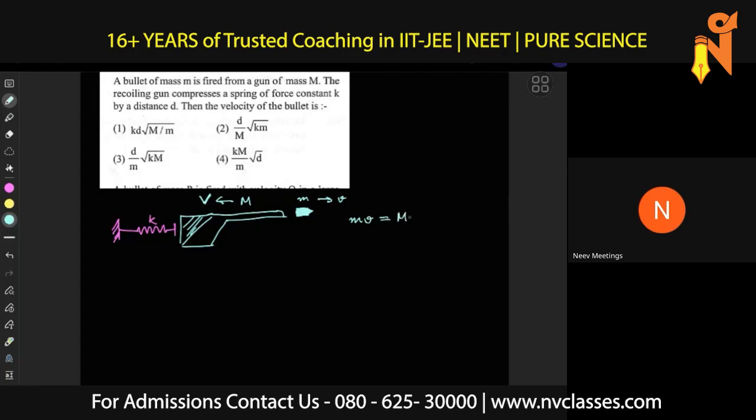So small m v is equal to capital M capital V, right? Initial net momentum was 0, so small m v minus capital M capital V is equal to 0. Then what is the other part?